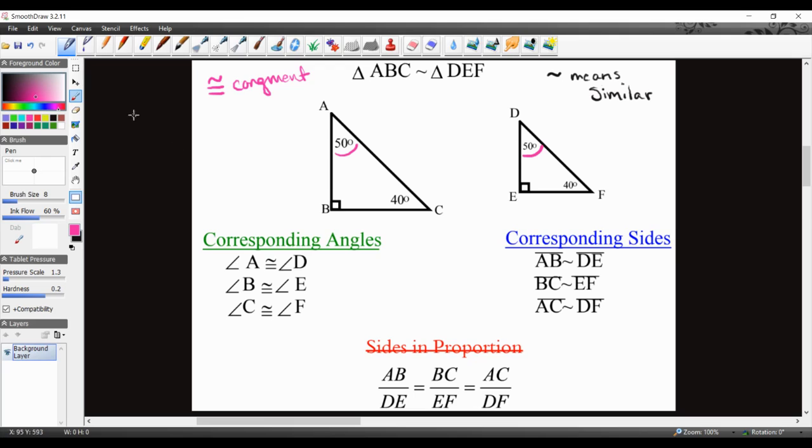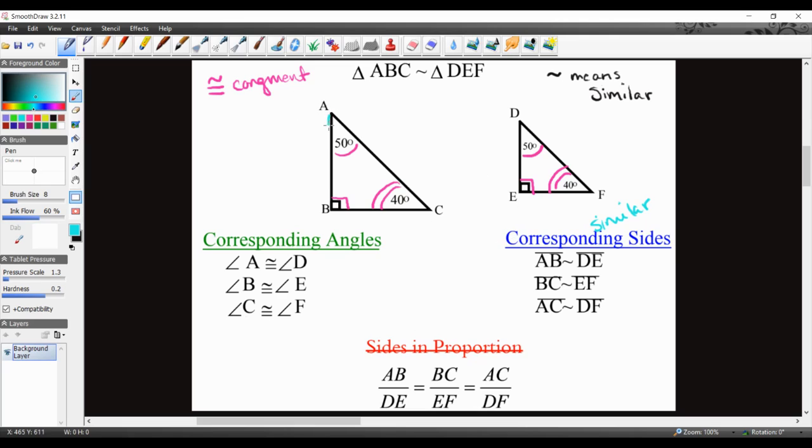And you can see the same thing with the other ones. Angle B is a right angle, and angle E is also a right angle. Angle C is 40 degrees, and angle F is also 40 degrees. So we can see that all corresponding angles, the ones that match each other, are equal to each other. Similarly, corresponding sides are not congruent, these are similar. So these ones are going to be similar, meaning they have the same ratio to each other, and I'll talk about that in a bit.